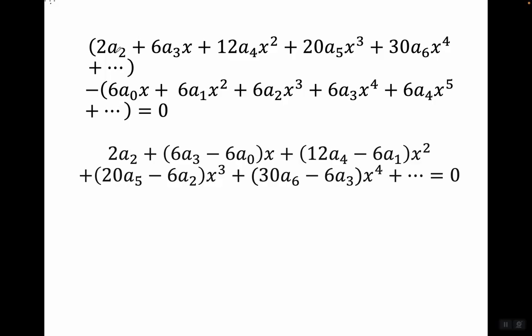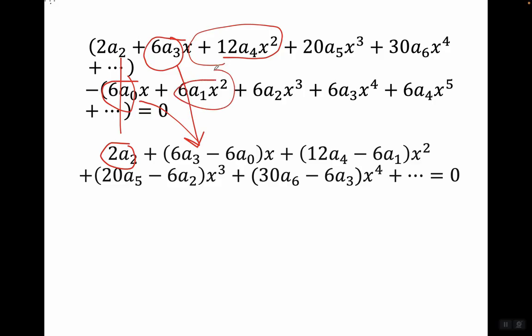So now let's combine coefficients. The constant coefficient is 2a2. That just comes out front. The coefficient of x is going to be 6a3 minus 6a0. You combine those and this is what you end up with. The coefficient of x squared is going to be 12a4 minus 6a1. And that's where we get this. In the same way, the coefficient of x cubed is 20a5 minus 6a2. Coefficient of x to the fourth is 30a6 minus 6a3, etc.